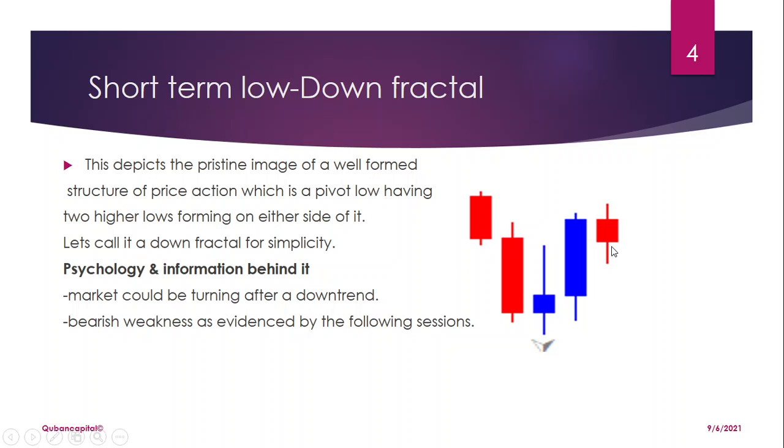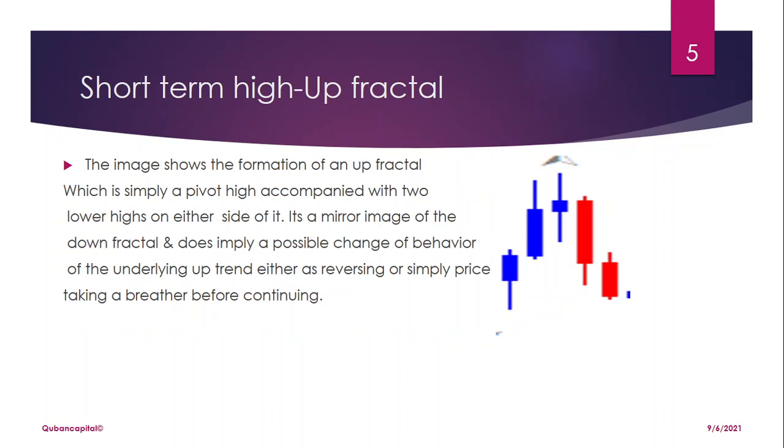Now for the short-term high, it's going to be the opposite actually. It's just a mirror image of this. As you can see, it is a high, accompanied with two lower highs. So you have two lower highs on the left and two lower highs to the right. And again, as we defined in the short-term low, this also does not depict a change in the trend.